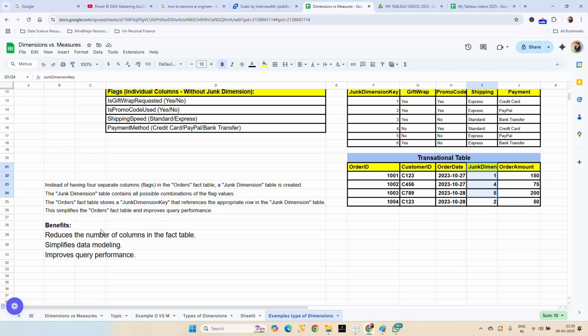So what are the benefits of junk dimensions? It reduces the number of columns in the fact table, I already told you. It simplifies data modeling, you can already understand when I'm saying. It improves query performance. These three things we can achieve using a junk dimension.